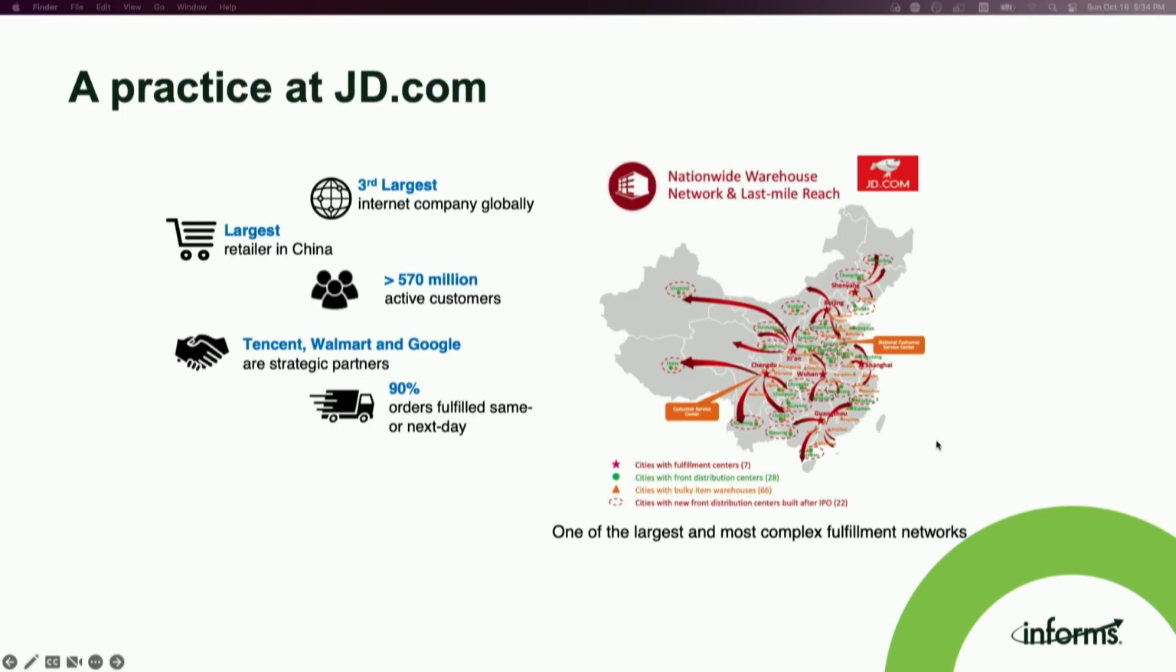And let's get started. So let me start with a real problem faced by JD.com. JD.com is one of the largest online retailers in China, and it has been growing rapidly in recent years. And it stands out from its peers with its high level of customer satisfaction and its guaranteed fast delivery.